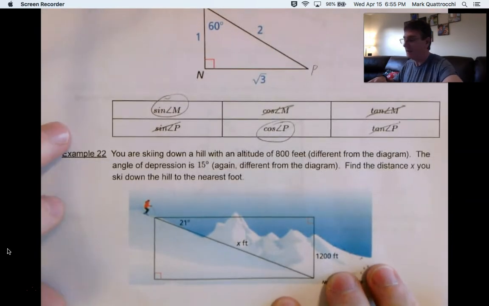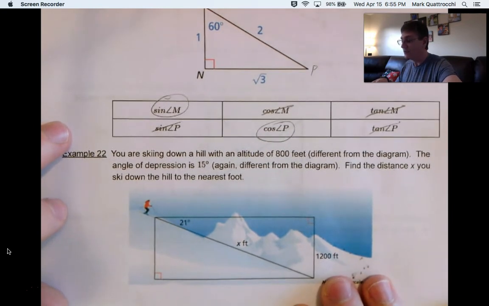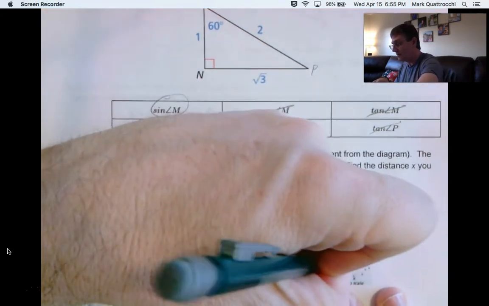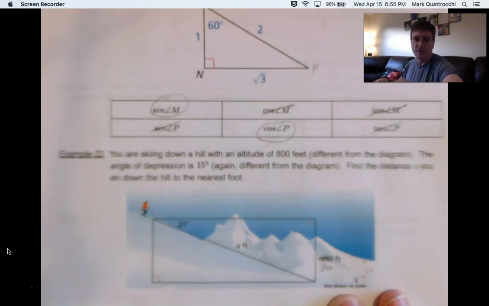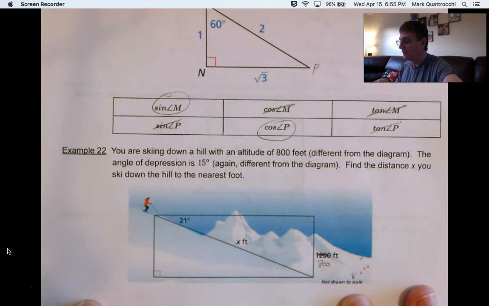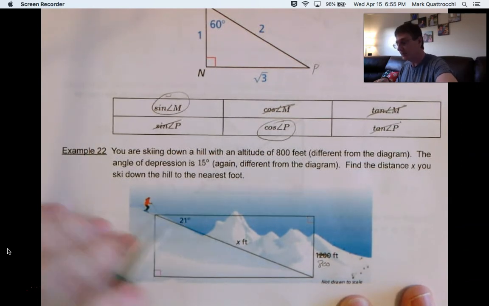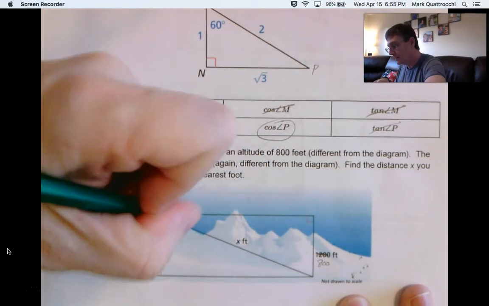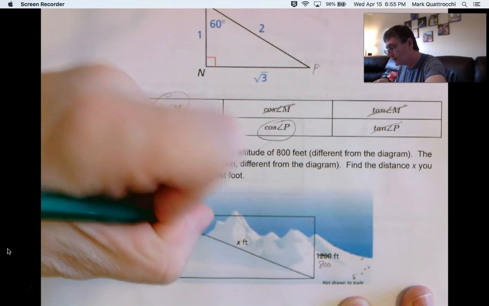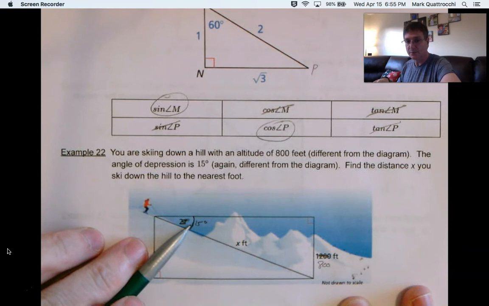Okay, you are skiing down a hill at an altitude of 800 feet. So this, I'm changing this to 800. Instead of redoing the entire diagram, I just took this diagram from the book and I'm changing the numbers. The angle of depression is 15 degrees. Again, different from the book. But notice this is where we put the 15 degrees. It's always measured from a horizontal down if it's an angle of depression.